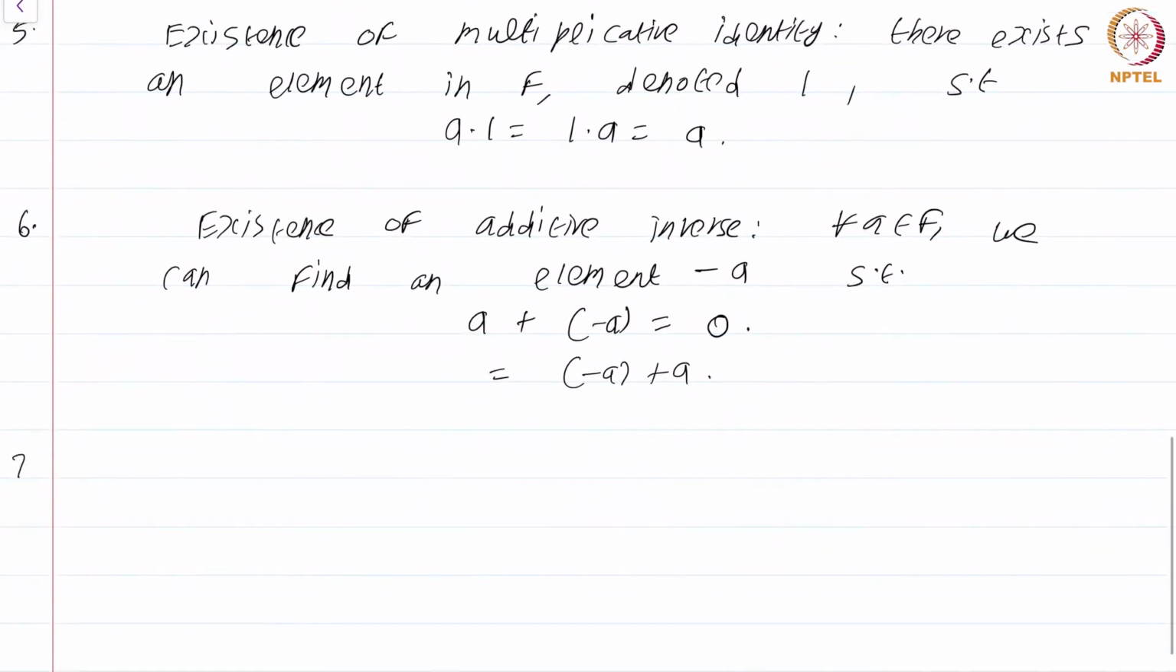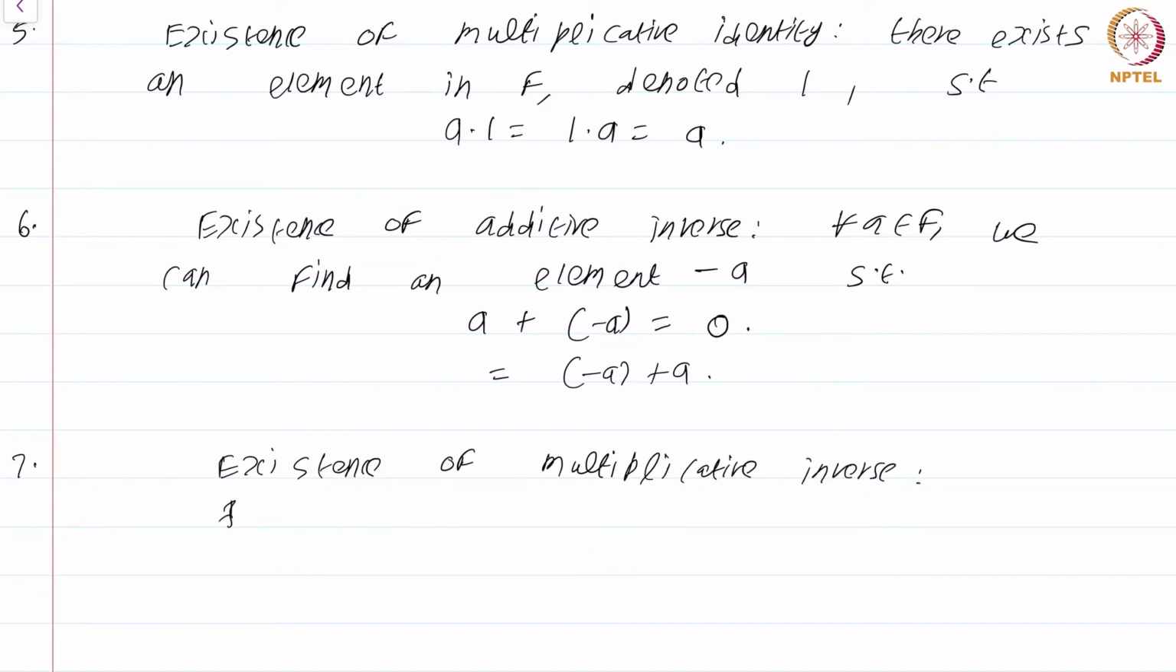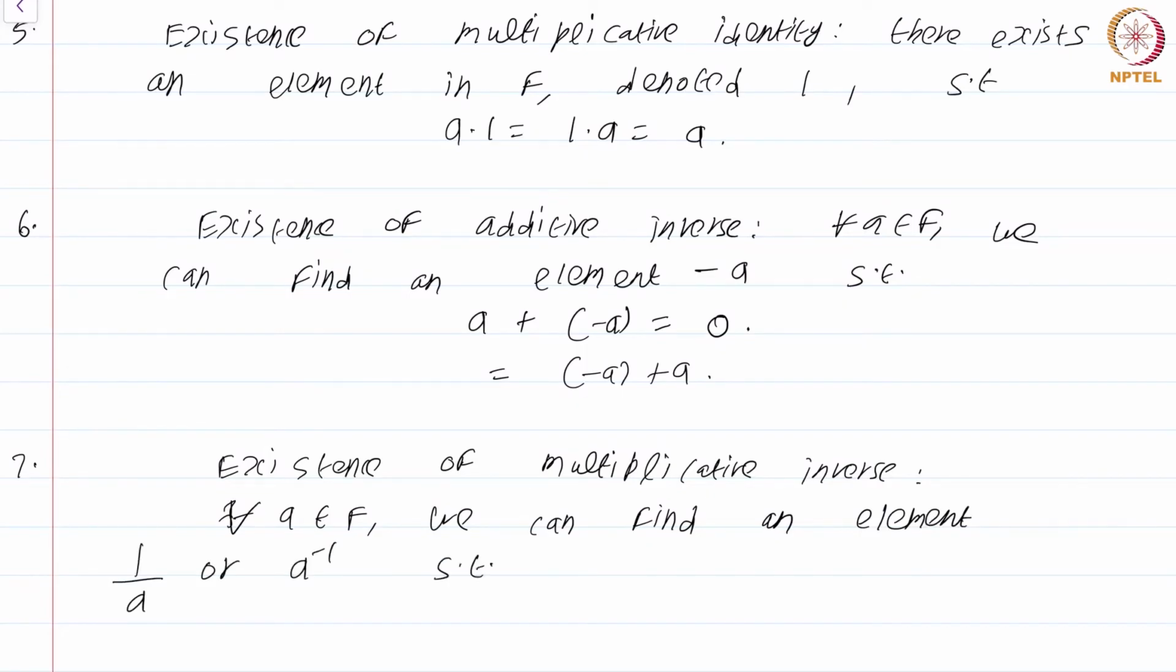Seventh, existence of multiplicative inverse. This just says for all A in F, we can find an element. This element we usually denote by 1 by A or A inverse, such that A times A inverse is equal to A inverse times A equal to 1.